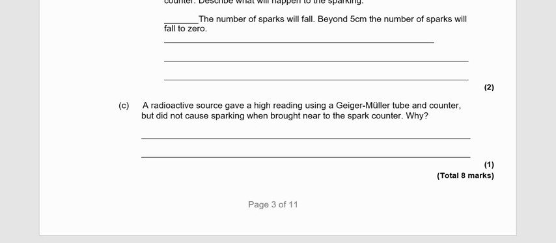Question C. A radioactive source gave a high reading using a Geiger-Müller tube and counter, but did not cause sparking when brought near to the spark counter. Why? We're looking for a form of nuclear radiation that is not charged or is not ionizing. So it is a gamma source. Gamma is not ionizing, nor is it charged, so it will not cause a spark.